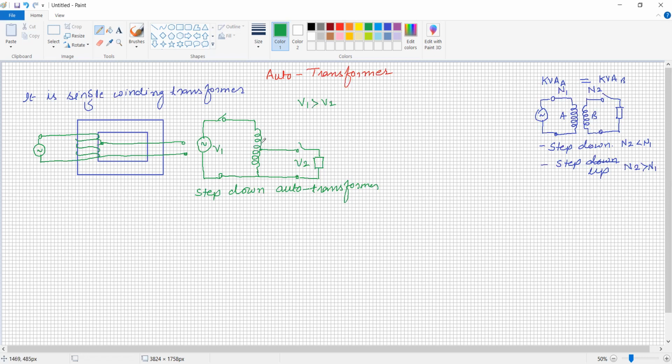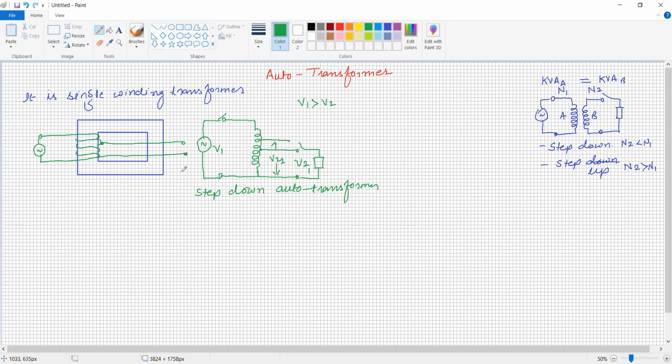Now, if you want a different voltage level, we can provide a second tap over here. Say this is the voltage V21, say this voltage is V22, and so on, V23. So by this arrangement, we can obtain the secondary voltage at different voltage levels for different applications.